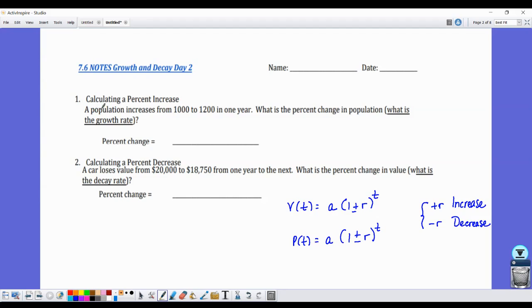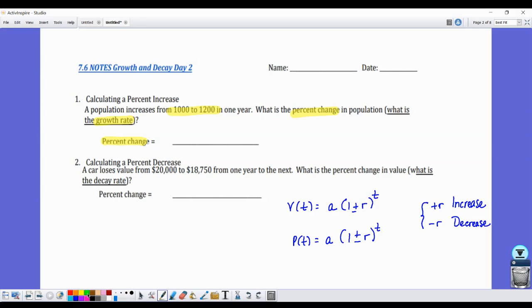Looking at problem number 1, calculate a percent increase. So I'm going to grab my highlighter here real quick. Calculate a percent increase. A population increases from 1,000 to 1,200 in 1 year. What is the percent change in that population? What is the growth rate? Growth rate is really the same as the percent of change.